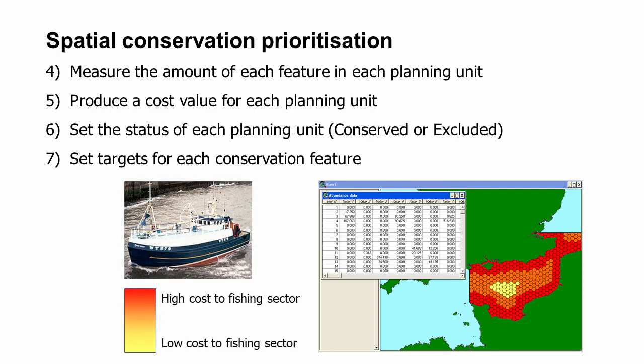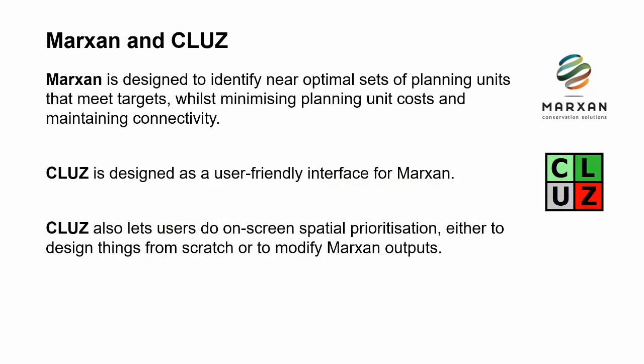Then you produce a cost value for each planning unit, which will be the cost of including it in your network of priority areas. That cost could represent just the area of the planning unit, or in this case, it could be the opportunity cost of fishing. On land, it could be the cost of buying the land or managing it. There's a whole different set of metrics that you can use. And then finally, you set targets for each conservation feature. How much of each of the species and habitat you want to be represented in your final network of conservation areas. So once you've got your data ready, you can now do your spatial conservation prioritization.